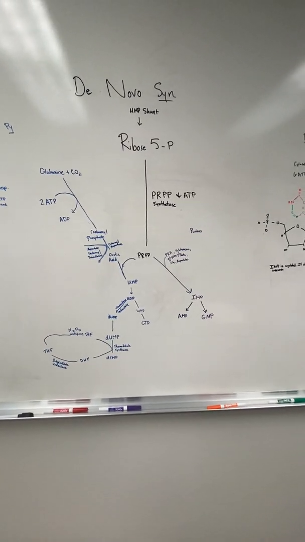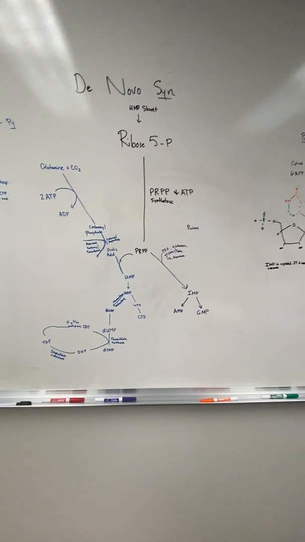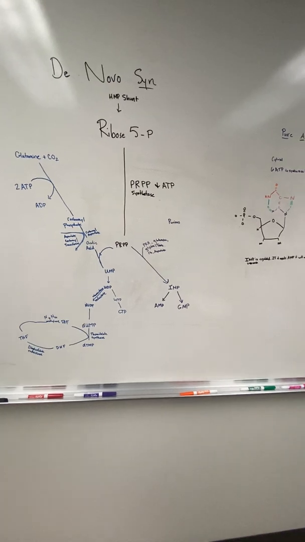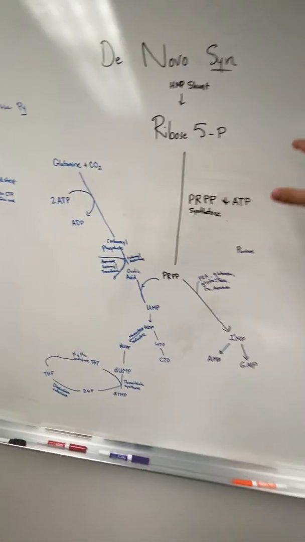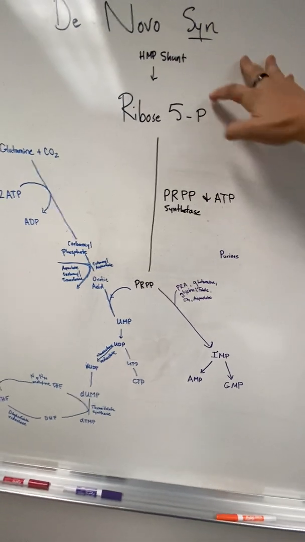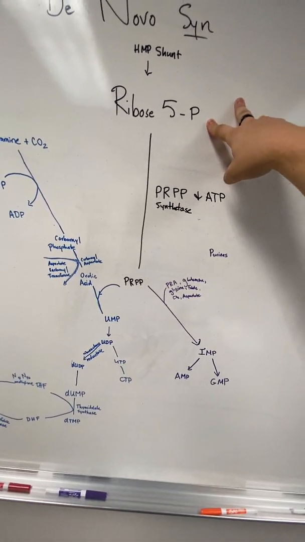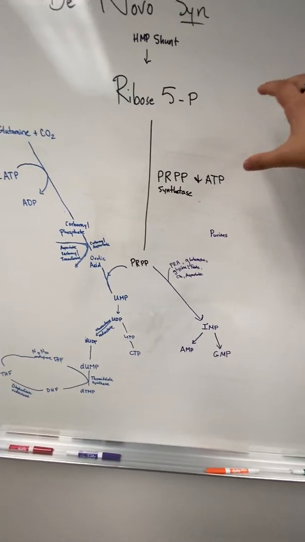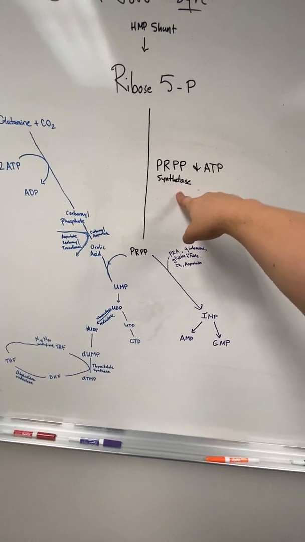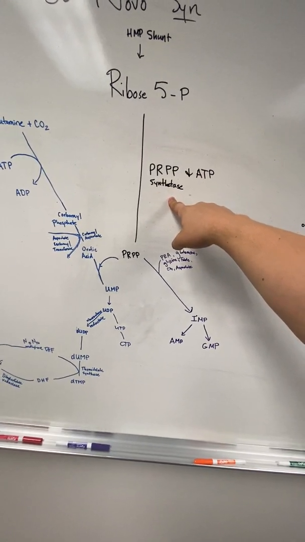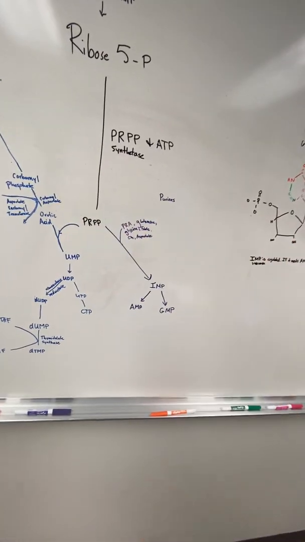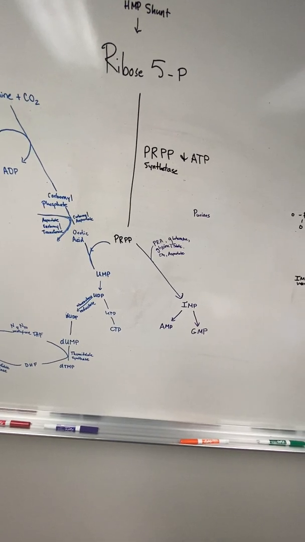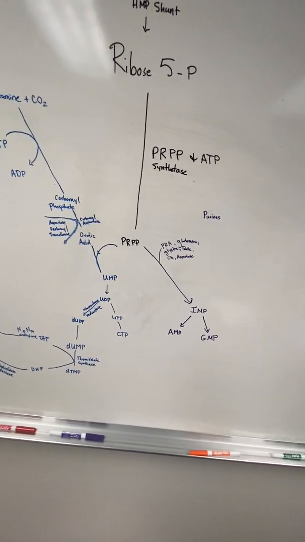Okay, so this is going to be the de novo synthesis portion, and then I'll do salvage and catabolism. So we know that from the HMP shunt, ribose 5-phosphate, the sugar, comes from it. And so here we use PRPP synthetase. And just a forewarning, some of this info is irrelevant to the class, just a little bit of it. It's from my USMLE textbook, so that's why.